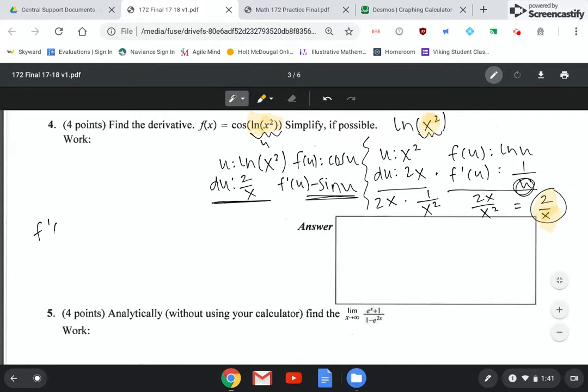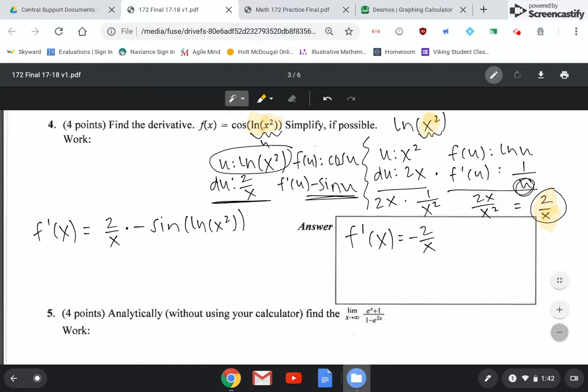So our final derivative here is 2 over x times negative sine of u, but this is u, so let's plug it in, ln of x squared. And then let's simplify it. Mathematicians do not leave a negative sign in the middle of an equation. We put the negative sign out front. So I'll just go ahead and write it in the box. F prime of x is negative 2 over x sine of ln of x squared.